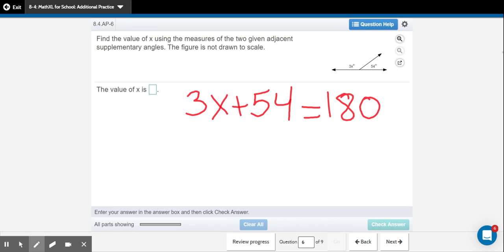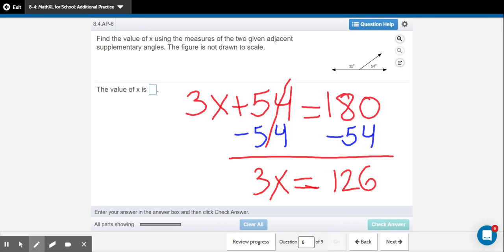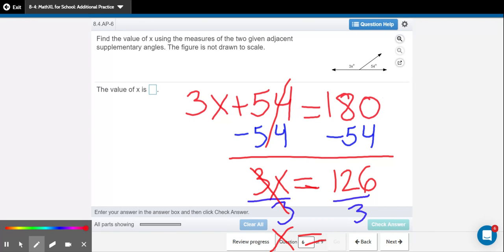Now, how do we solve this? We're going to subtract 54 on both sides. This cancels. Bring down 3x equals 126. Now we're going to divide both sides by 3. Again, the opposite of 3 times x is dividing by 3. So this cancels, and we get 42.